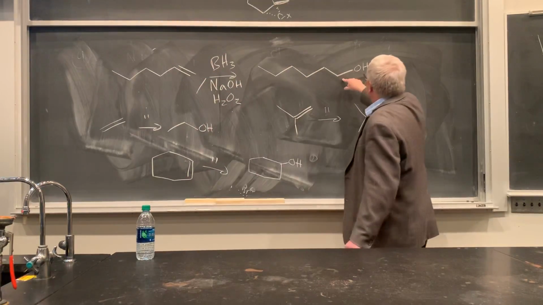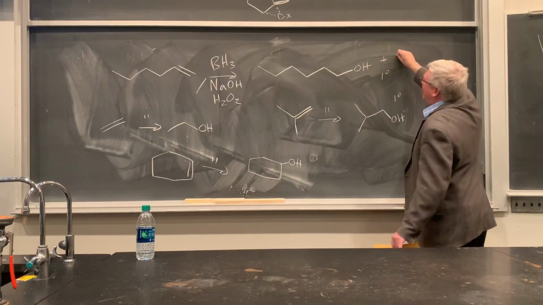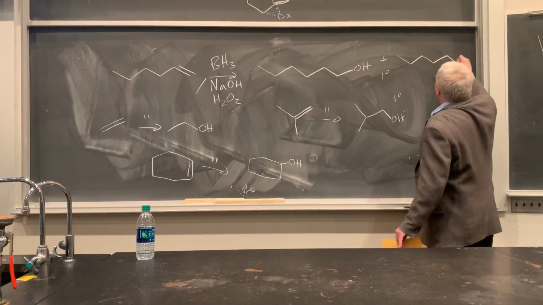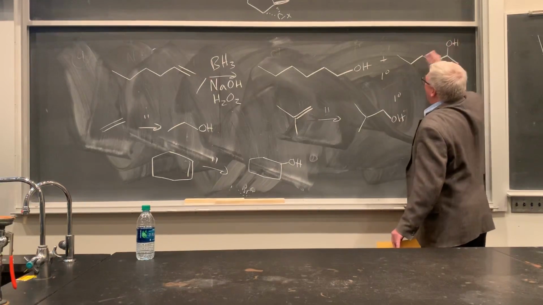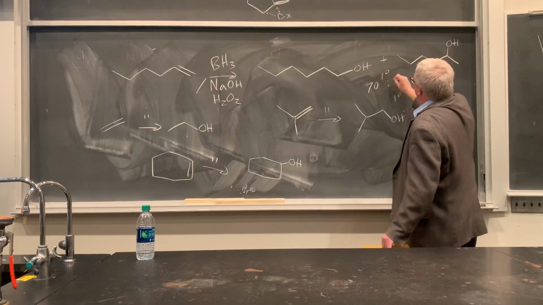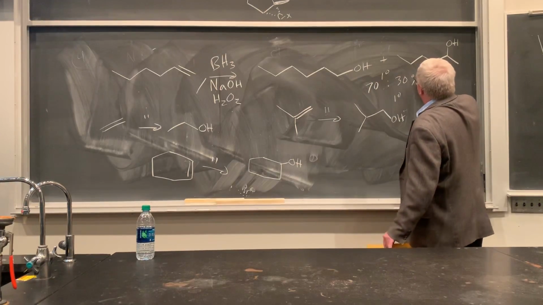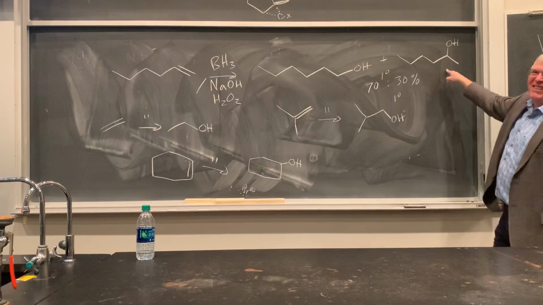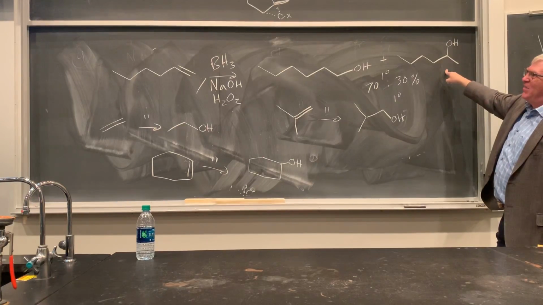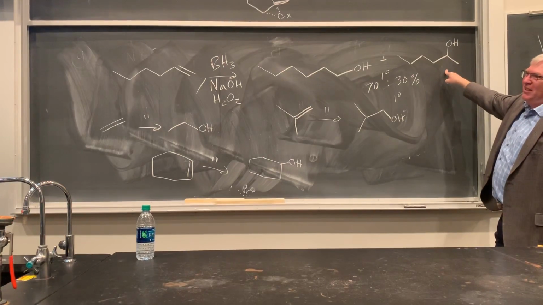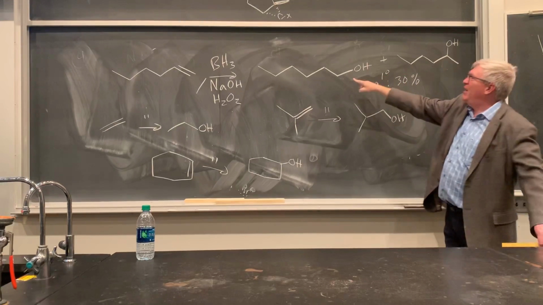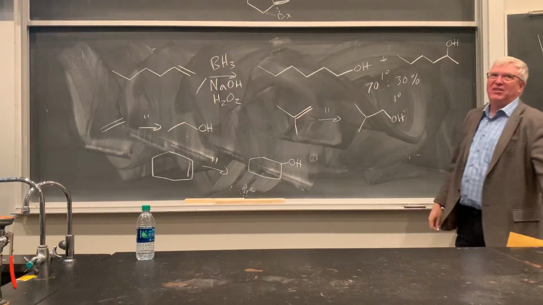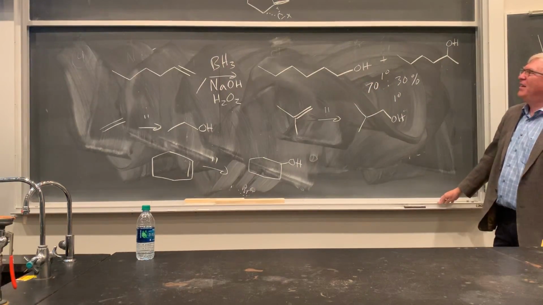Let's look at the actual results for this one. Yes, this is the major product, but you actually get a lot of the secondary product. In fact, it's 70-30% here. You get a lot of secondary alcohol with just borane itself. There's a solution to this. You can get almost 99% here if you change something about this reaction. What do you think it is?